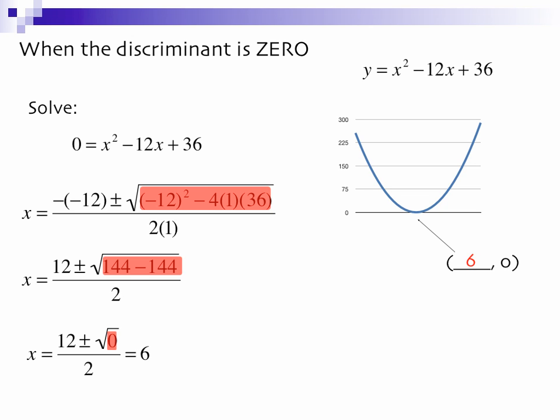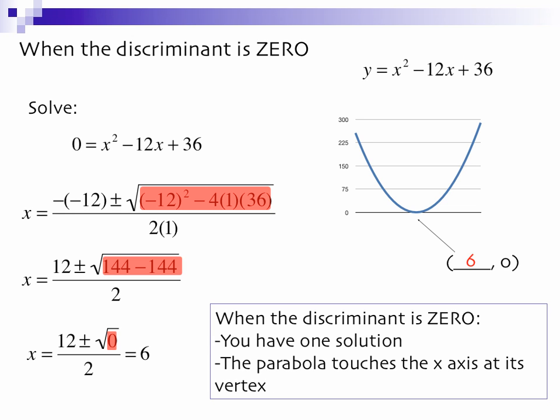That's the point where the parabola just touches the x-axis. The vertex of the parabola is right on the x-axis. When the discriminant is 0, you have exactly one solution, and the parabola touches the x-axis at its vertex.